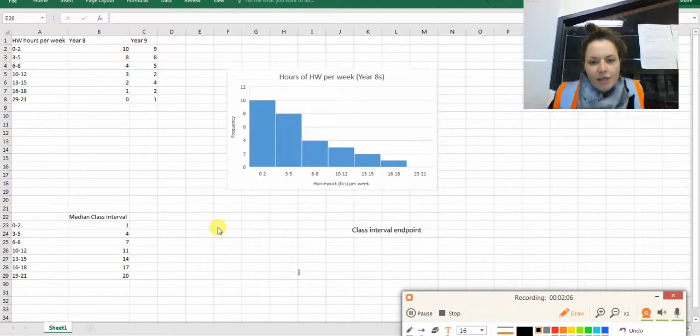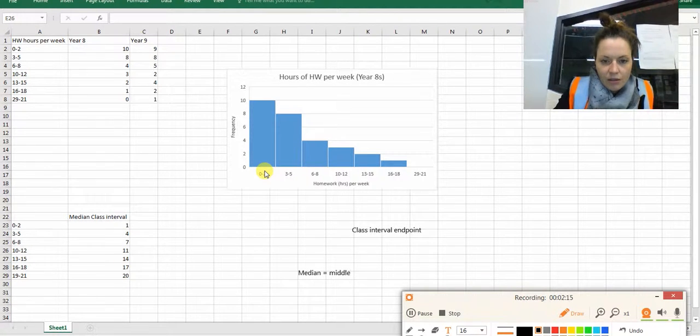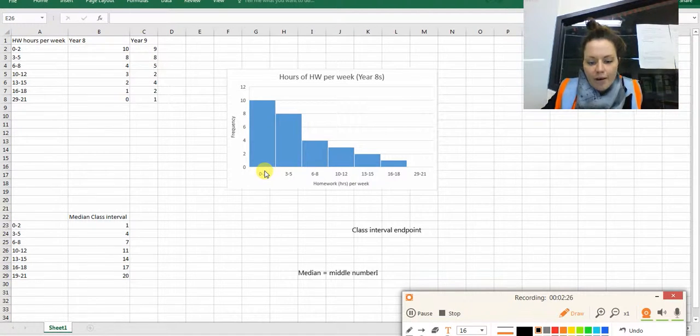Now what we want to find is the median. The median equals the middle number. Effectively, what we want to do is find the middle number. Say for example, if we had 1, 2, 3, 4, 5, 6, 7, 8, 9, 10, 11, 12, 13, 14, 15, 16, 17, 18, 19, 20, the median, the middle number of that, would be 10.